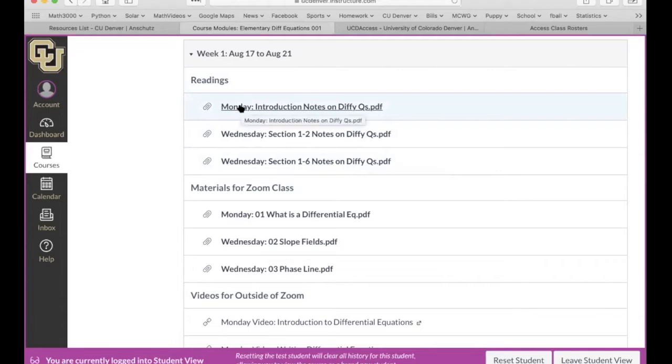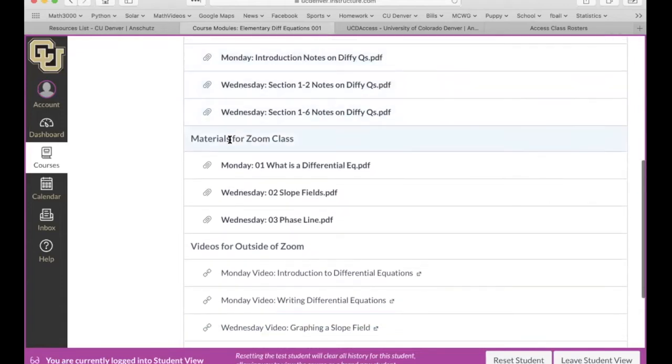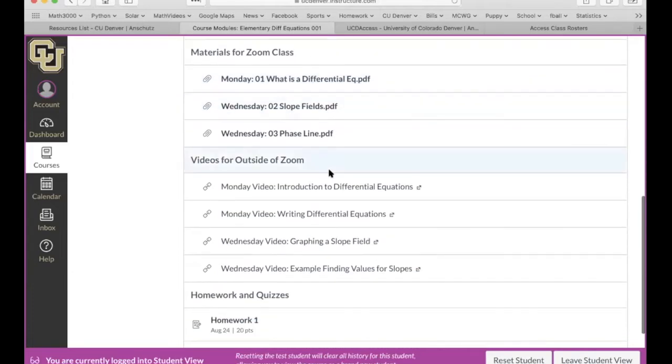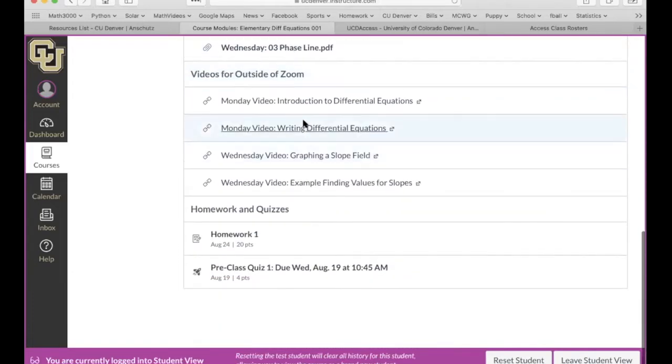Here's what we're doing on Monday. Here's what we're doing on Wednesday. Here's what we're using in Zoom. Oh, I'm sorry. I guess I didn't put these notes up on Zoom yet. I can add them up, sorry. But we'll be working with this worksheet, what is a differential equation, shortly. And then for Wednesday, here are a couple of videos that you might want to watch, or you can read the book in order to do the quizzes.